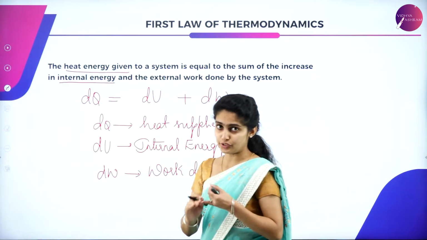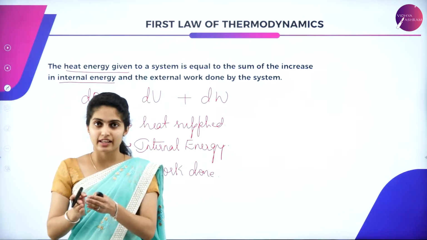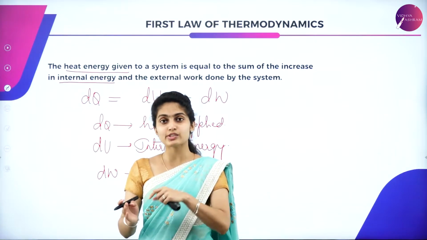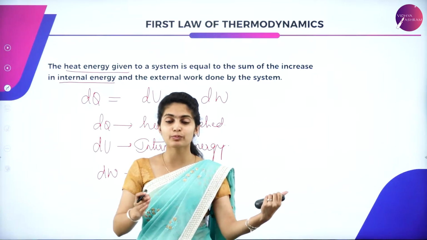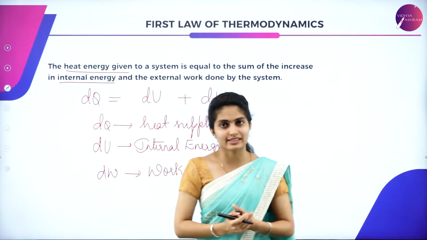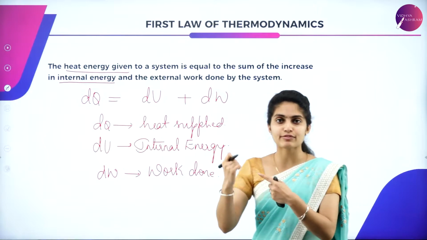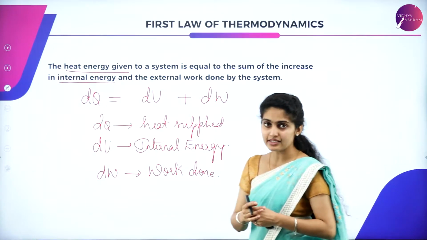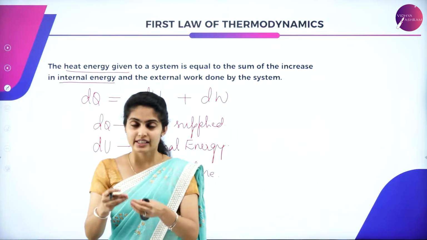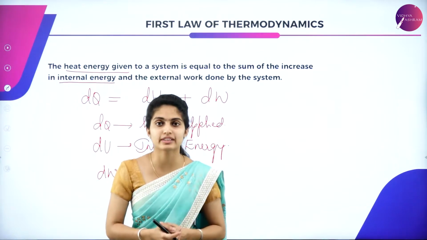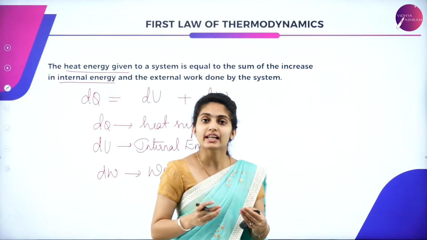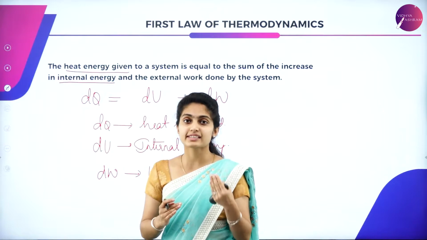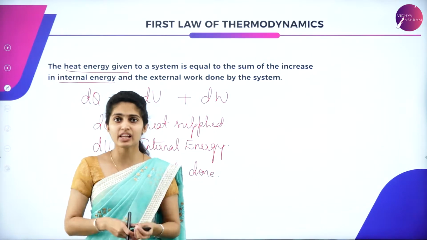So I hope you're clear with the 0th law, which says that if system A is in equilibrium with system C, and system B is also in equilibrium with system C, then we can say system A is in equilibrium with system B. Similarly, we have the first law of thermodynamics after the 0th law, which says that the heat energy supplied is the sum of the internal energy and the work done by the system. We will deal more with this first law with various applications as well as examples.